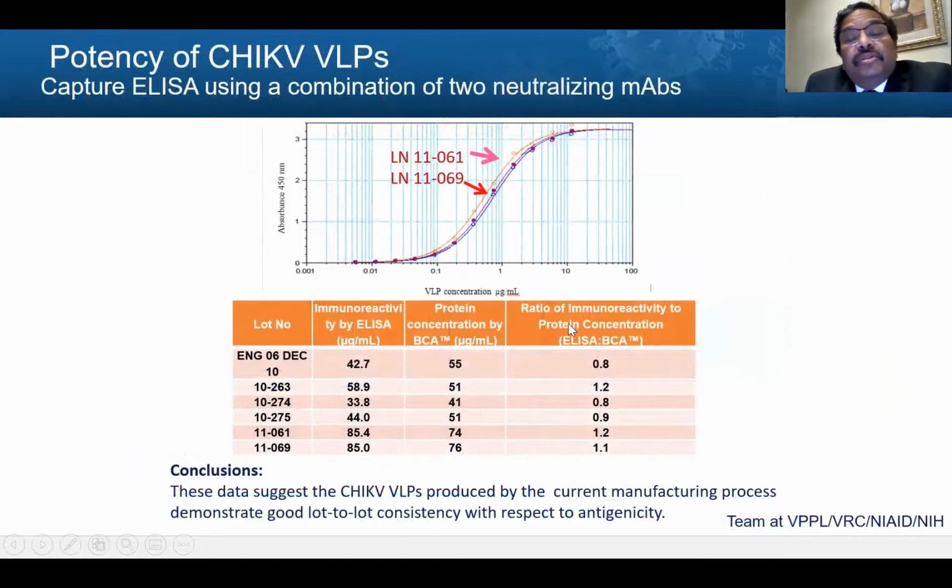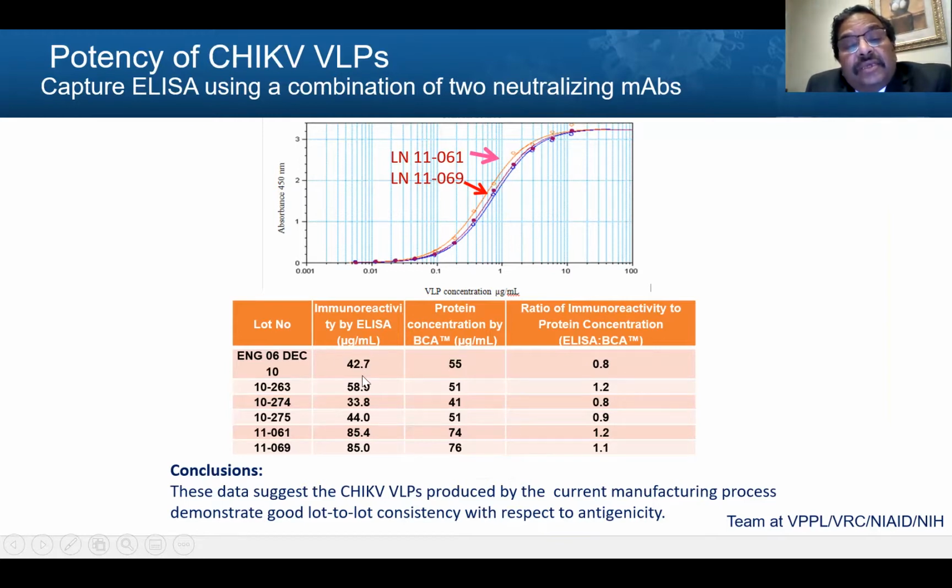Next, we want to show you about the potency, how we developed the potency assay. Potency assay is a main aspect, but it does take time to develop. So in this case, we developed a number of monoclonal antibodies. We tested them for their neutralizing potential, and then we used them to develop a capture ELISA. And here are the 2 monoclonals that are being used in the potency method.